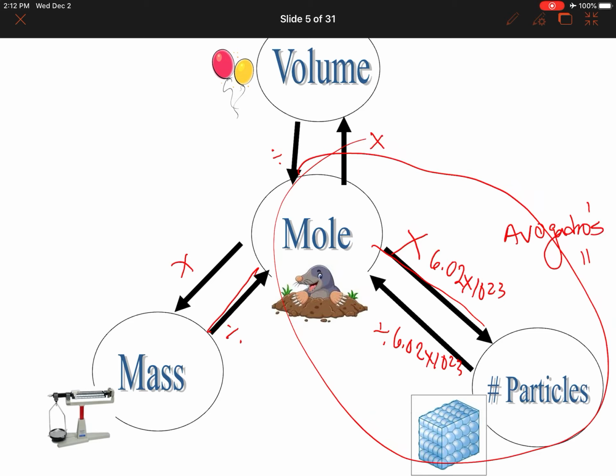Avogadro's number. And no, he's not related to avocados. For whatever reason, people always think that it is. All right, so now that section of our mole map is complete. Anytime you multiply away, and then you will divide coming back to the land of moles. Okay? All right, thanks.